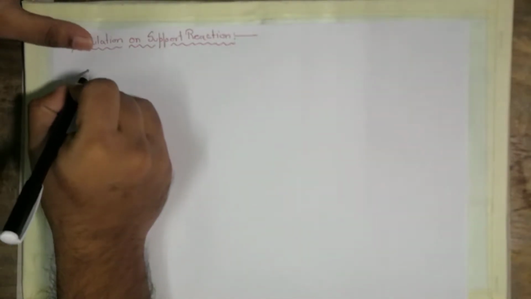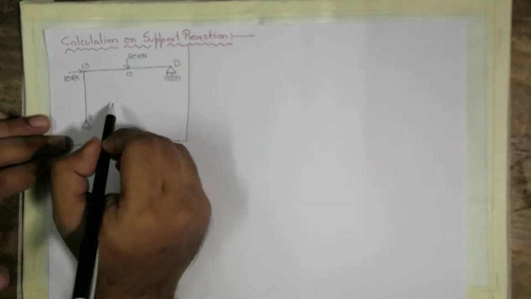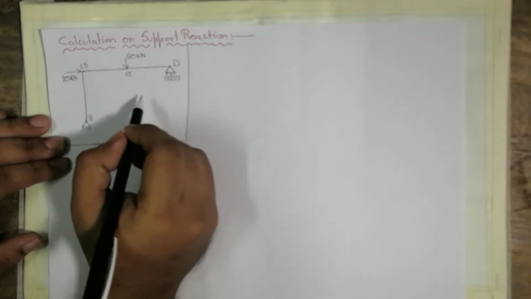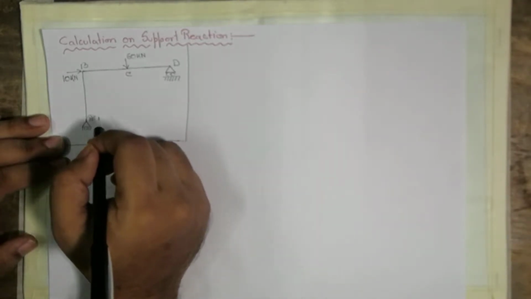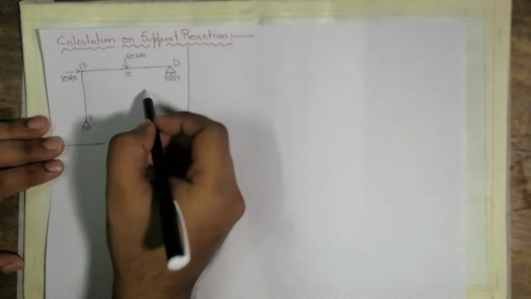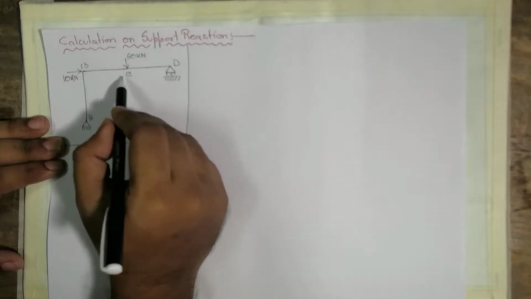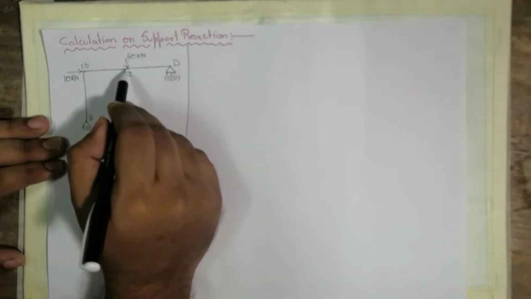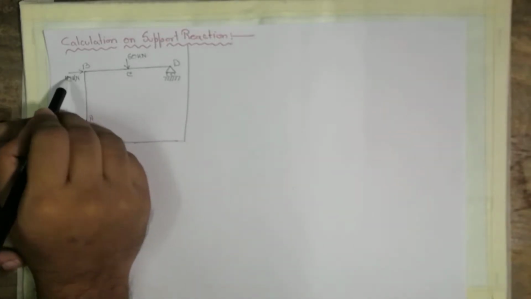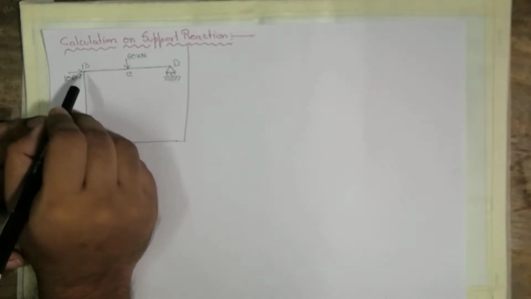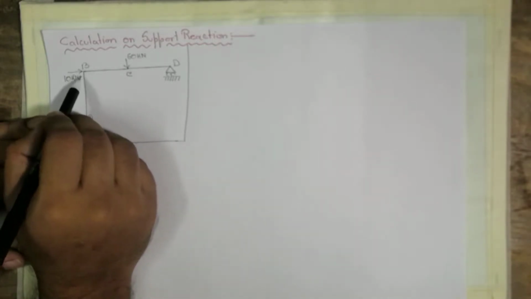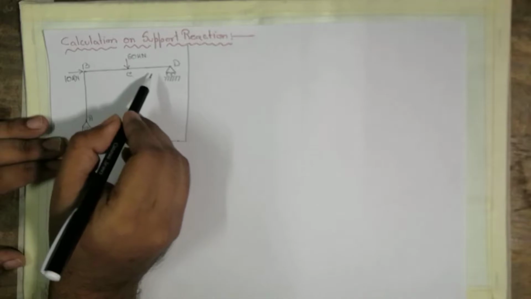Now let us take an example of a frame. This is the question given. A, B, C, D is a frame. Point A is hinge support. Point B is roller support. At point C, a 60 kN load is acting vertically downward. At point B, a horizontal load is acting along the x-axis, positive x-axis.